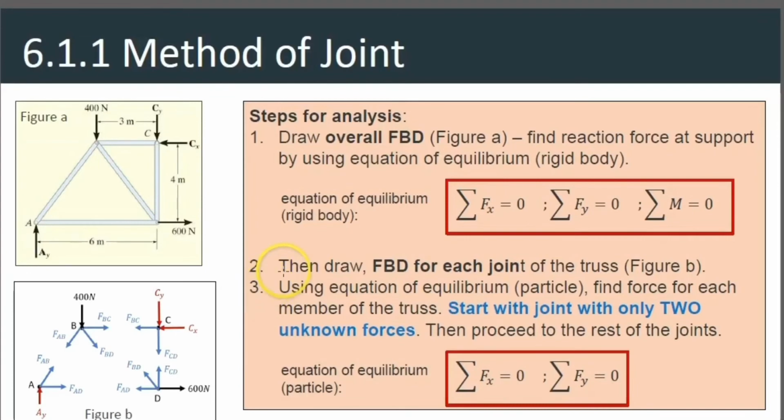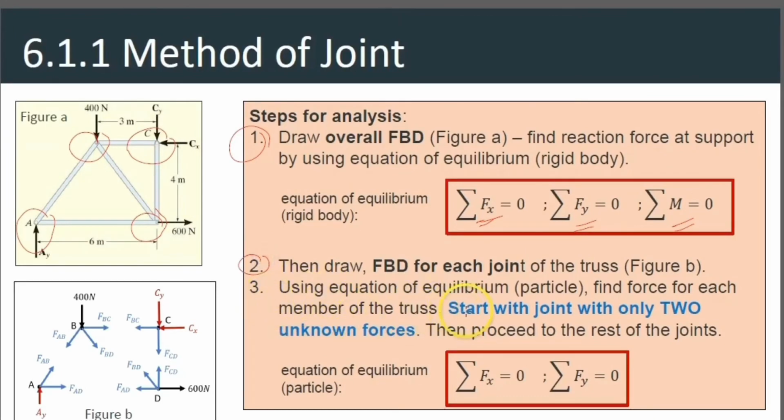Okay, so this is the step for the analysis. So you need to remember at least these 3 steps here. The first one, we need to draw overall free body diagram. You may refer to figure A here. Find the reaction force in terms of the Fx, Fy and moment. Ini paling basic lah. Okay, summation Fx, Fy and moment. Then the second one, draw free body diagram for each joint. So setiap joint tu, mana yang ada joint, you all kena lukis free body diagram. So macam dekat sini ada 4, so akan ada 4 lah.